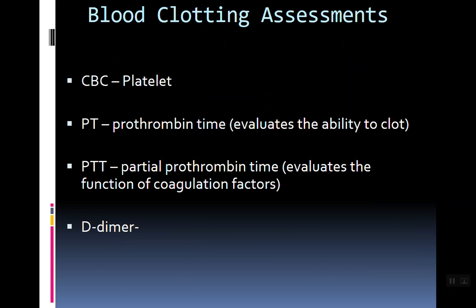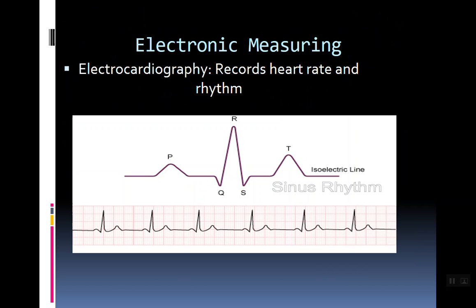What's a D-dimer? Anybody? What's a D-dimer? It's for blood clots. So if somebody has an elevated D-dimer, it's suspicious for them to have a clot. We don't know where the clot is, but usually patients who come for a PE study will have an elevated D-dimer. So that's another blood test.